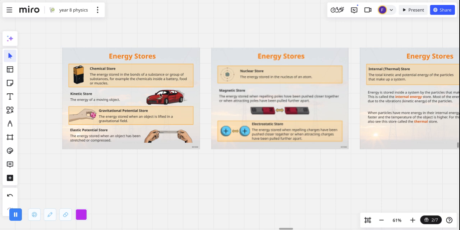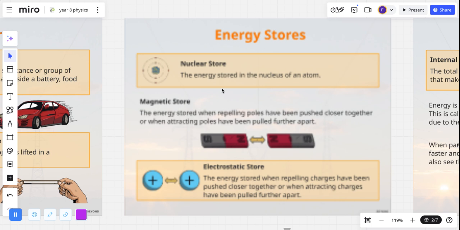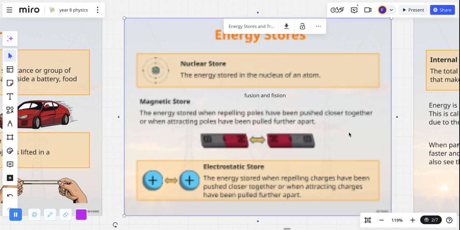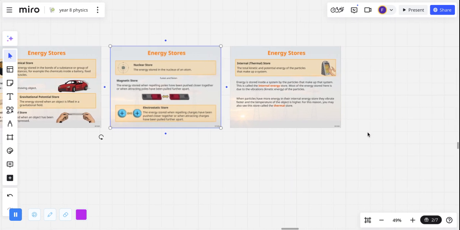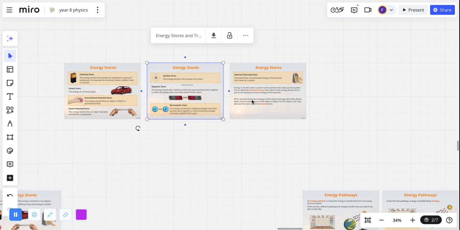You've got elastic. I'm going to add something to nuclear. So with nuclear store, we've got fusion, nuclear fusion, and fission. We've got magnetic. Anything to do with electricity or charged particles is electrostatic. These are energy stores. The total of the potential and kinetic energy is called the internal store or thermal store.